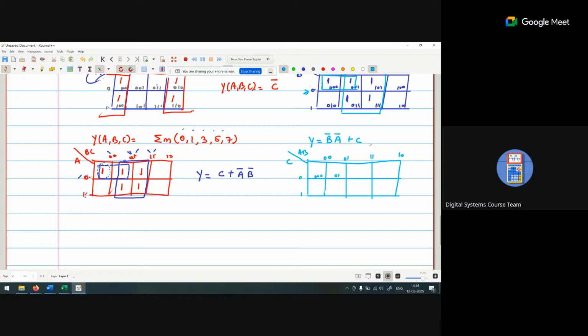The value is 0, 1. The value is 1, 1, 1, 0, 0, 0, 1, 0, 1, 1, 1, 1, 1, 1, 0. Okay. Now the representation is 0, 1, 3, 5, and 7. Okay. Now there is one group here, and one more group.